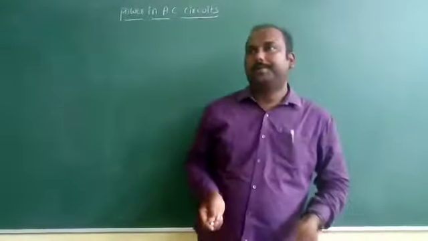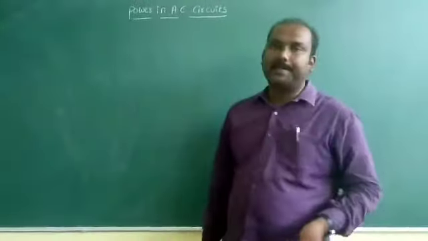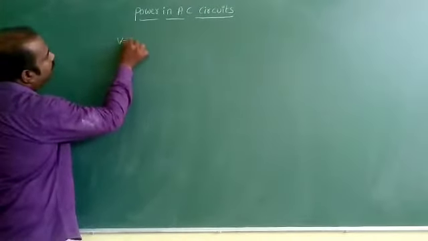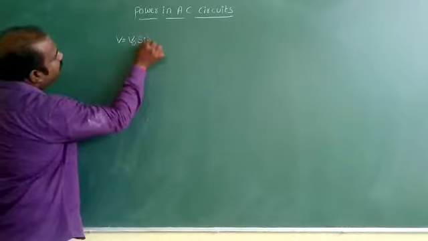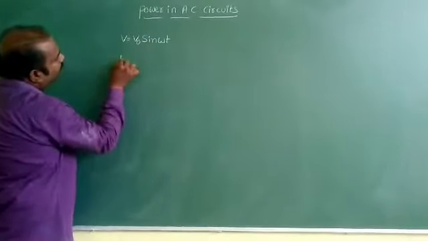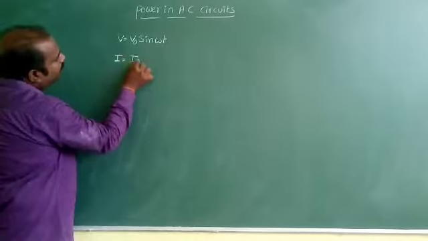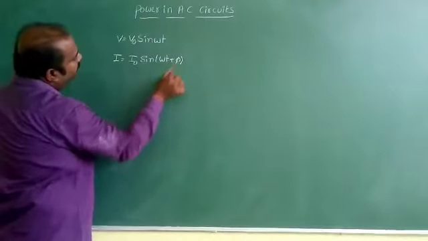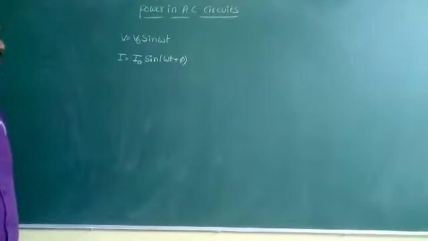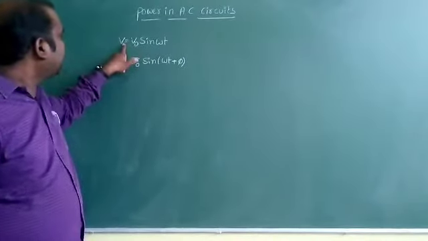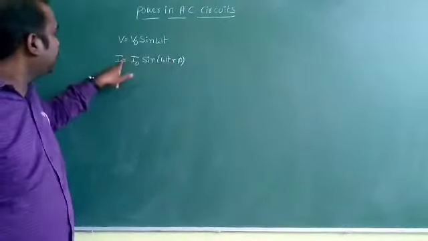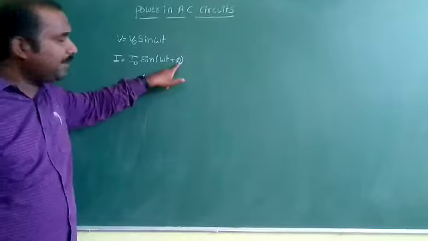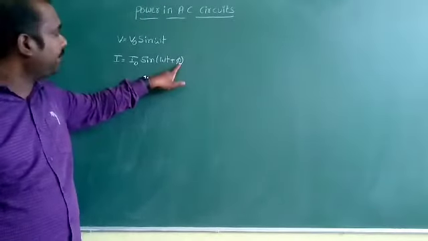Next, after the LC circuit, now see the power in AC circuits. V is equal to V naught sin omega t. I is equal to I naught sin(omega t plus phi). Already we know these two equations very well. Instantaneous voltage at any instant of time, instantaneous current at any instant of time, and voltage and current differ in phase by phi.